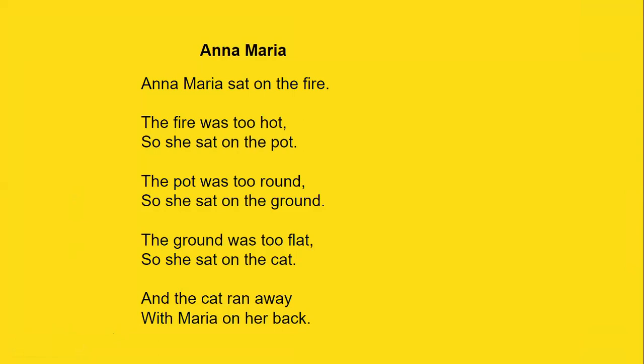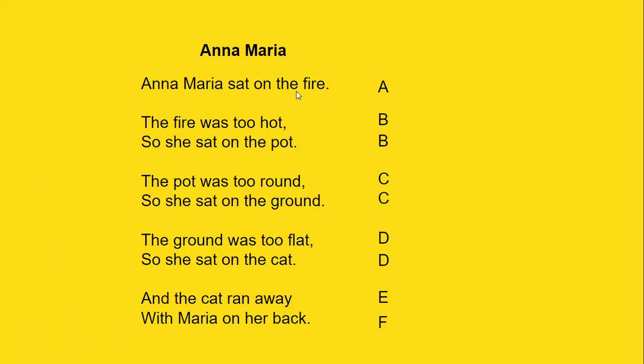Anna Maria sat on the fire. The fire was too hot, so she sat on the pot. The pot was too round, so she sat on the ground. The ground was too flat, so she sat on the cat, and the cat ran away with Maria on her back. Bit of a fun rhyme.